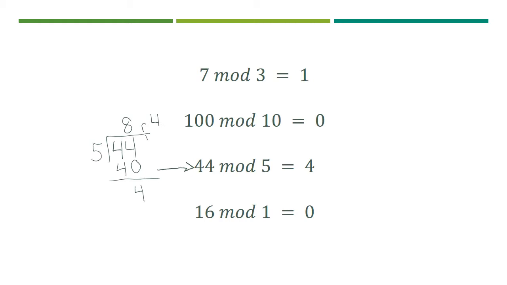Now remember, this remainder is what we're trying to find, and this remainder in this case is our modulus, and that is equal to 4. So 44 modulo 5 is in fact equal to 4.